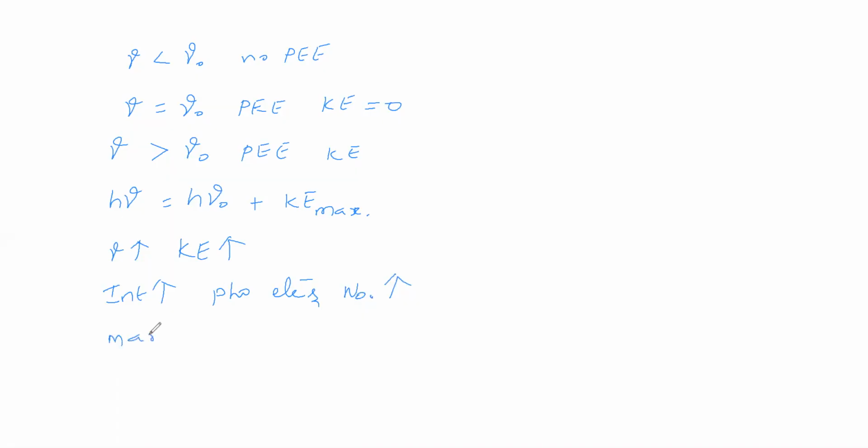Then maximum kinetic energy is equal to stopping potential times the charge of the electron. The unit of stopping potential is volt, the unit of electron charge is coulomb, and the unit of kinetic energy is joule. So joule is equal to volt times coulomb. These are the points we discussed in the photoelectric effect. We will go to the next topic.